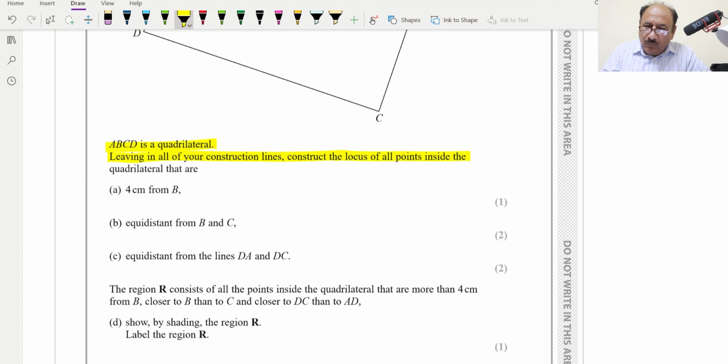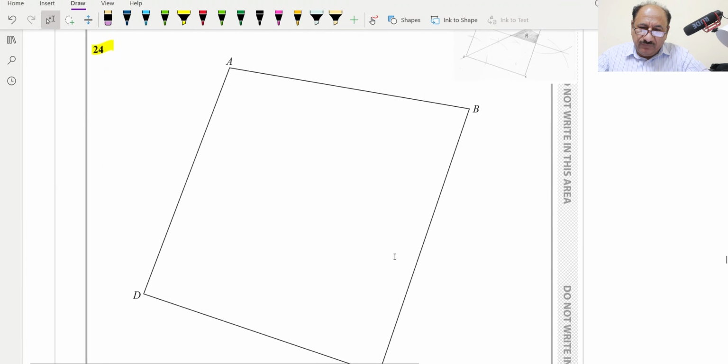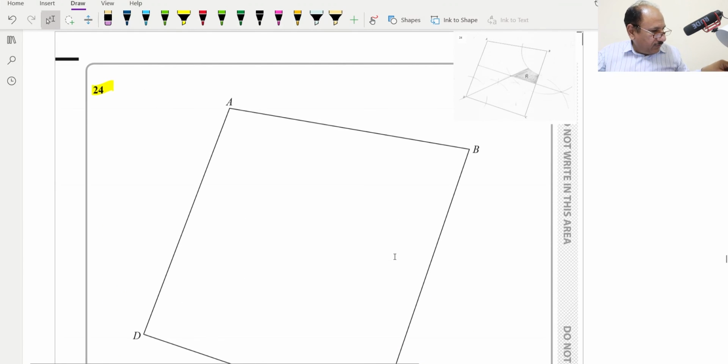Construct the locus of all points inside the quadrilateral that are 4 centimeter from B. So first of all, for the points 4 centimeter from B, roughly I will be drawing that. You need to measure from this point B. You will be measuring 4 centimeter and making an arc over here like this one, and similarly on this side also you will be making an arc.